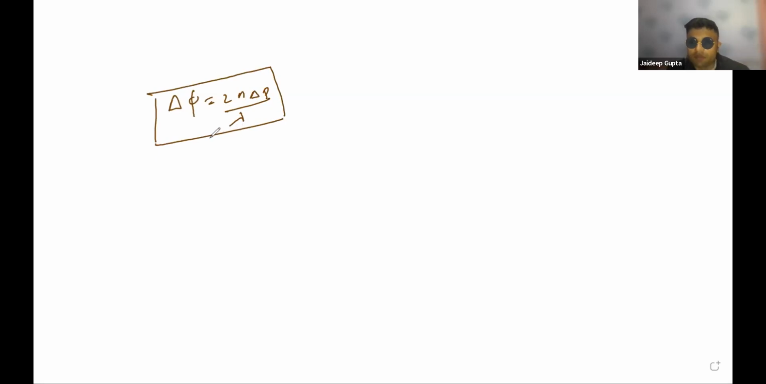Okay, fine. Look, let me tell you a formula. The relation between phase difference and path difference: phase difference equals 2 pi times path difference over lambda. This is the relation you have to note down in your notebook. Fast. Yes, sir, done. Just a minute.